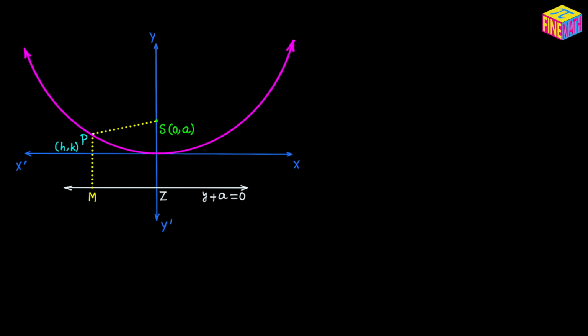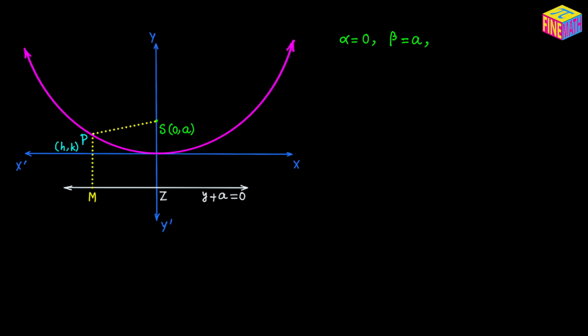And what would be the equation of the directrix? Well, if you think about it, the directrix is parallel to the x-axis, but it is a units below the x-axis. So its equation would be y equals negative a, and we can write it as y plus a equals 0. Next, I am going to note down the values of alpha and beta. They represent the coordinates of the focus. So in this case, alpha is 0 and beta is equal to a.